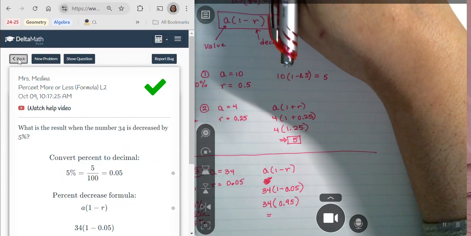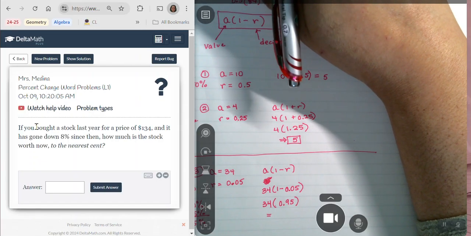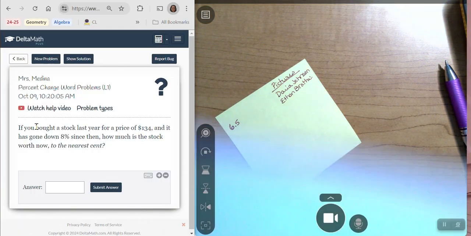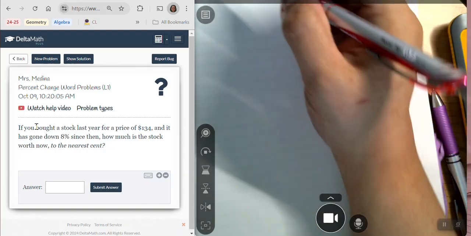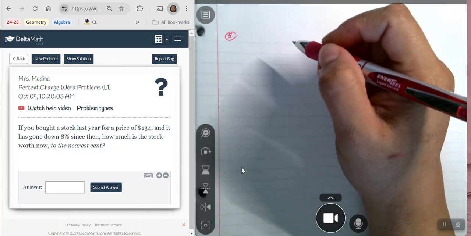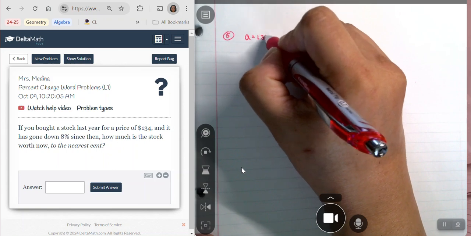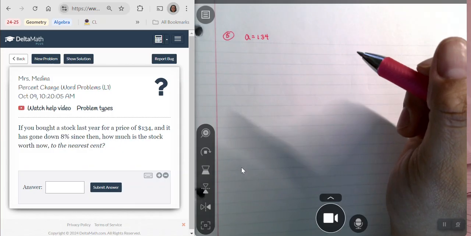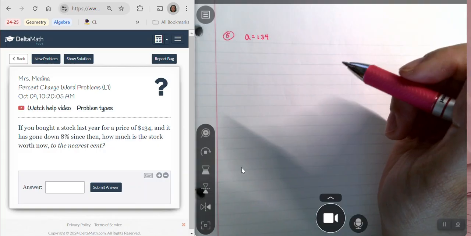All right, let's look at this part right here. Percent change word problems. It's the same calculations, okay? It's either increase or decrease. If you bought a stock last year for a price of how much? So that means our initial value is $134, and it has gone down 8% since then. How much is the stock worth now?